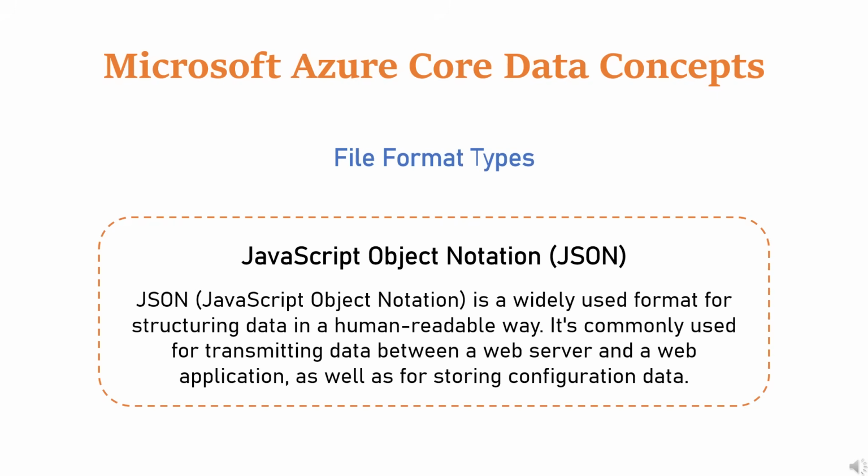JavaScript object notation. JSON is a widely used format for structuring data in a human-readable way. It's commonly used for transmitting data between a web server and a web application, as well as for storing configuration data.